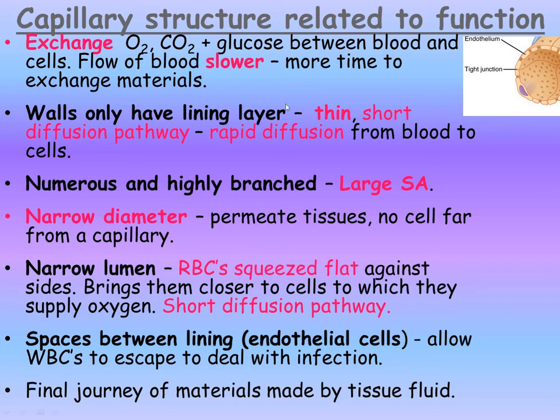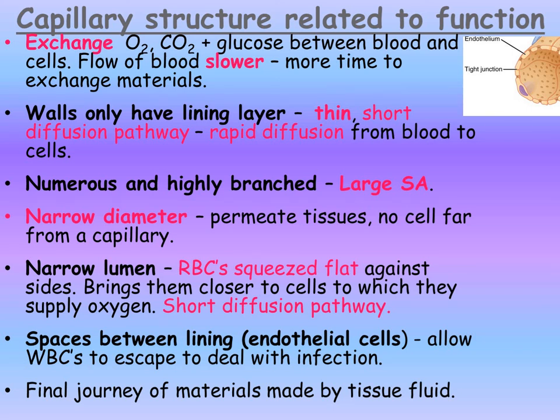The lining layer is called the endothelium. That's all the capillaries have, just the endothelium. So very thin, short diffusion pathway, rapid diffusion from the blood to the cells. There are lots of them, so they're numerous and highly branched, which creates a large surface area for faster diffusion. They have a narrow diameter so that they can permeate tissues and so that the diffusion distance from any cell is small.